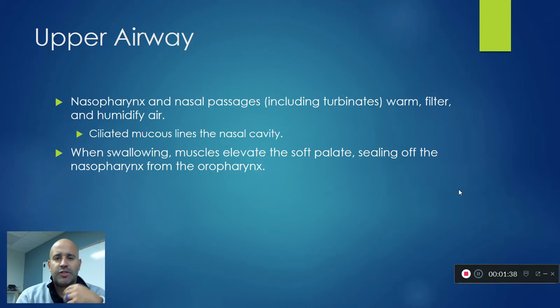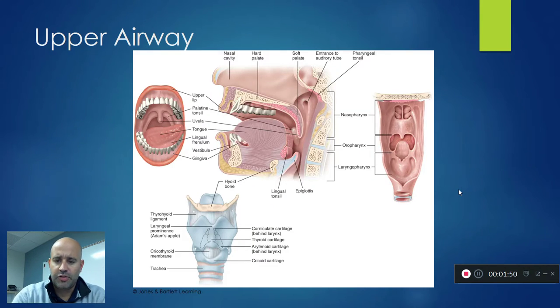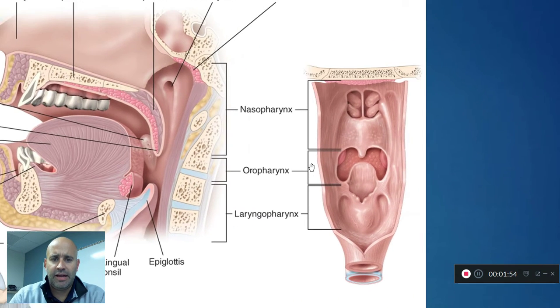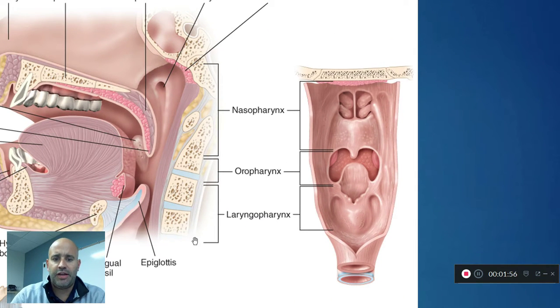Also, when you swallow, it's not just your epiglottis that covers your trachea, but also your hard palate seals off that nasopharynx in order to isolate the oral cavity into the esophagus. All right, now let's pull up some pictures here. And we're going to first start with the pharynx itself.